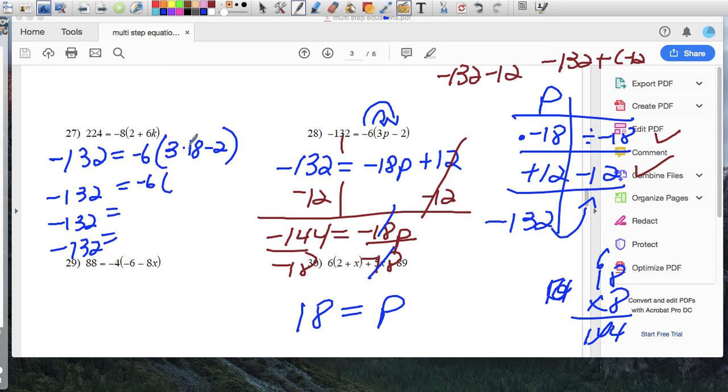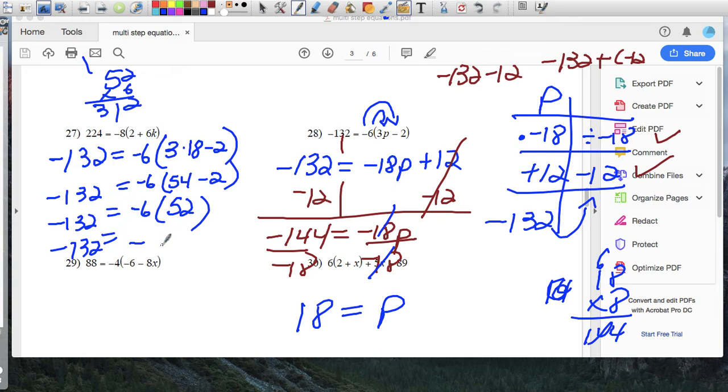Inside the parentheses, 3 times 18 is 54. I'm going to subtract 2. Negative 6, and then 54 minus 2 is 52. Negative times a positive is a negative, and then I multiply 6 times 52. 6 times 2 is 12, carry 1. 6 times 5 is 30, plus 1, 312.